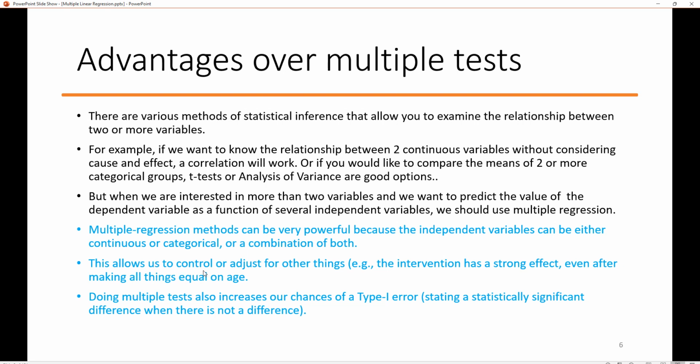This allows us to control or adjust for other things. For example, the intervention has a strong effect even after making all things equal on age. And doing multiple tests also increases our chances of a type 1 error. A type 1 error is stating a statistically significant difference when there is no difference.